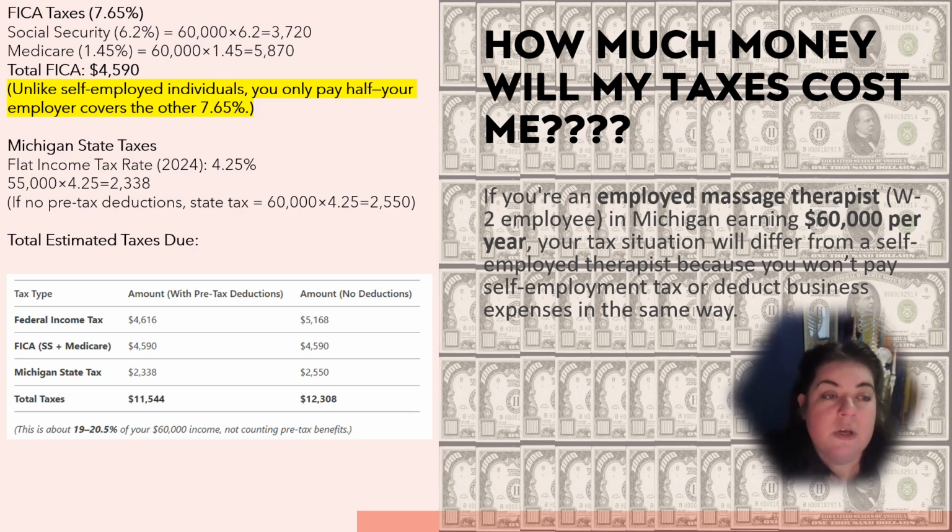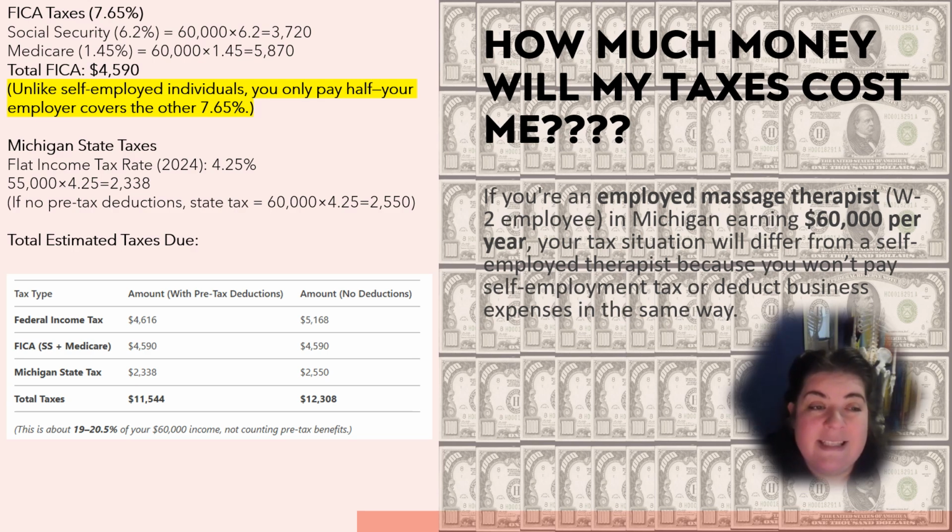All right. So this math, don't let your eyes cross. This math is a little incorrect on this slide. It should say 60,000 times 0.062, not 6.2. That is 6.2%. The percent sign is not there, equaling $3,720. And Medicare is only 1.45% rather than 2.9%.